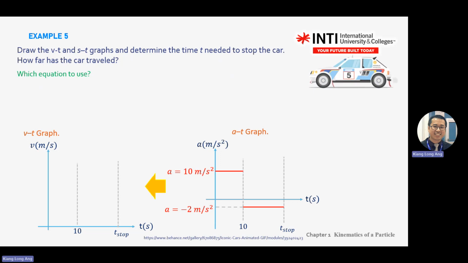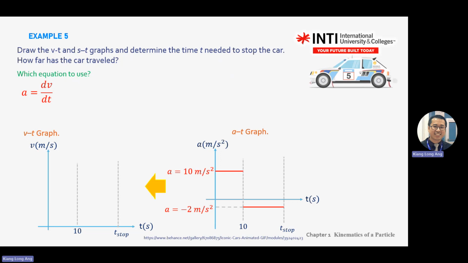Of course, you say, sir, can I use the Newton motion equation to calculate? You can. Why? Acceleration is constant in this case. But if your curve is not constant, not a straight line, don't use the Newton equation. If it's linear or polynomial or quadratic, then don't come to the Newton equation here. This is just a very basic illustration.